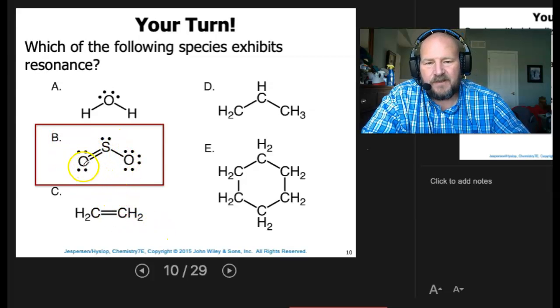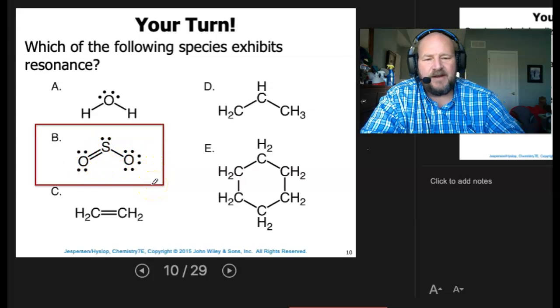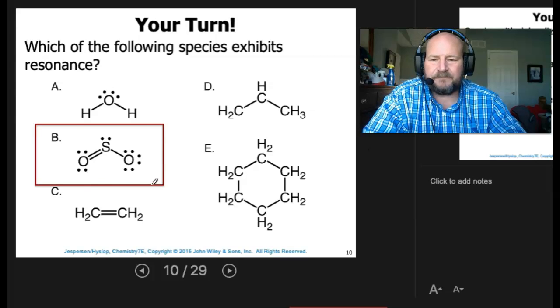It gives us p orbitals in all three of these atoms that can then line up as bonding and anti-bonding.